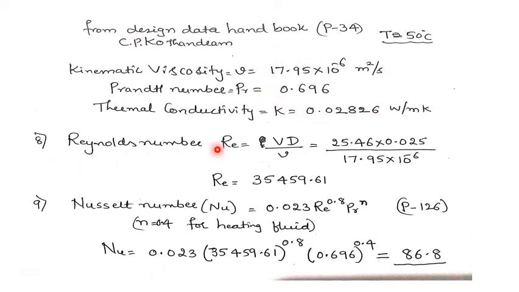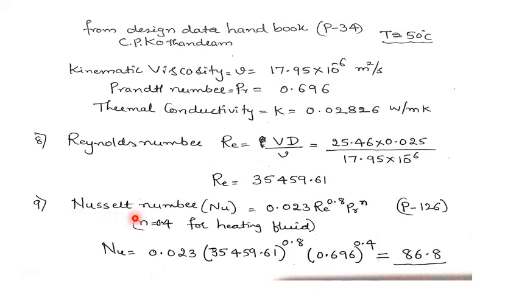Now the Reynolds number Re is equal to V into D divided by the kinematic viscosity. We have substituted all these values in this formula and calculated the Reynolds number as 35,459.61. This is a dimensionless number.